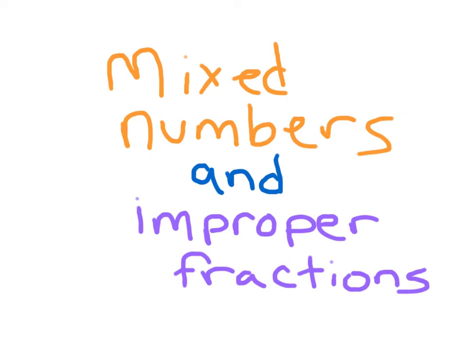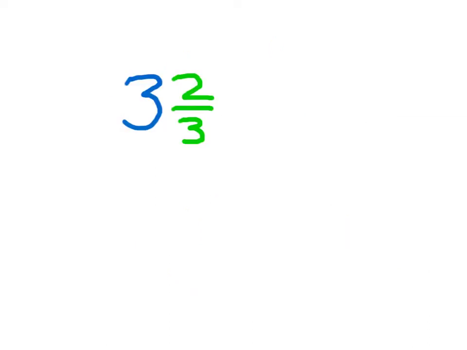In this video, we're going to learn more about mixed numbers and improper fractions. So this here is a mixed number. And if we look at this mixed number, we have a whole part and a fractional part. We're familiar with fractions, and if we were to read this fraction, ignoring that whole number for a second, this fractional part is 2/3.